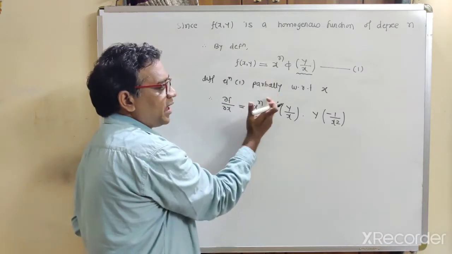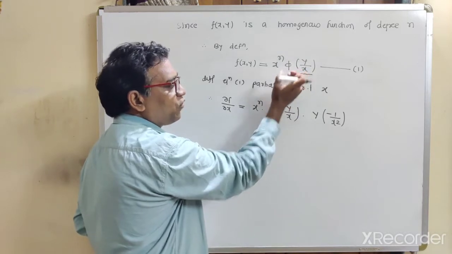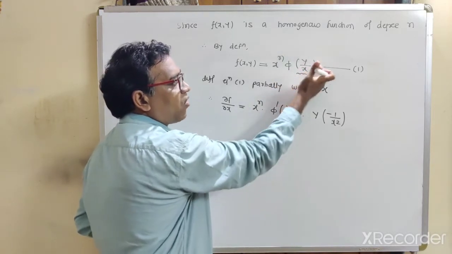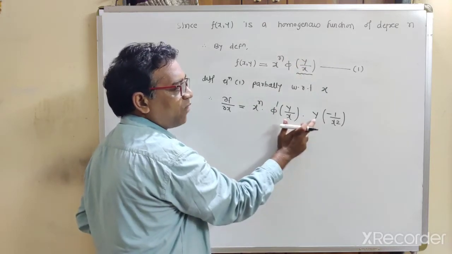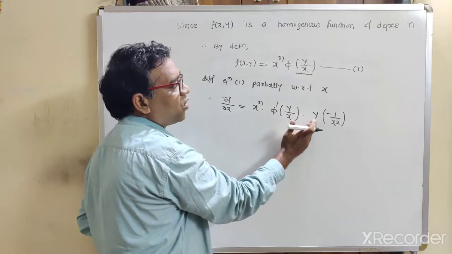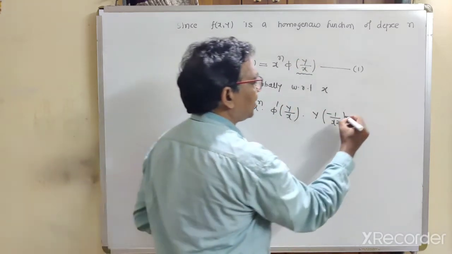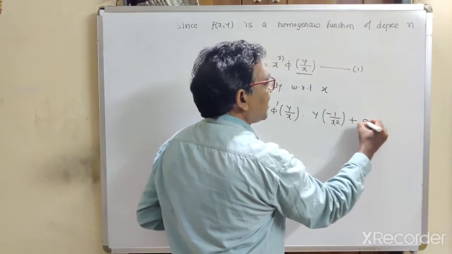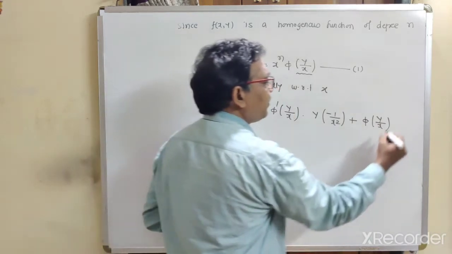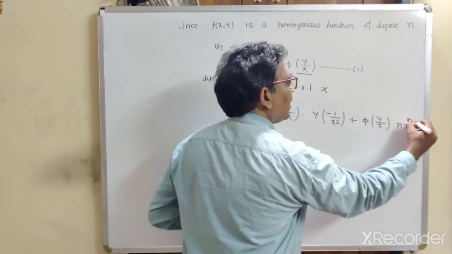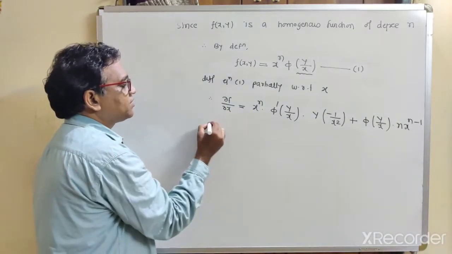So the product formula: x raised to n as it is, into the derivative of phi, which is phi dash, into, according to the chain rule, the derivative of the inner function by keeping y as a constant. So y is constant, and the derivative of 1 upon x is minus 1 upon x square, plus the second term as it is, phi of y upon x, into the derivative of the first term, which is n x raised to n minus 1. This is our product formula. So just simplify this equation.